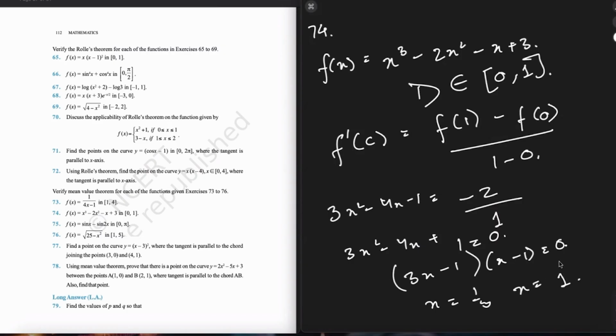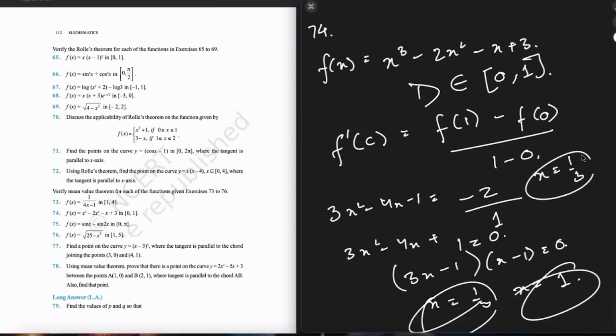ये 2 पॉइंट पे 0 हो रहा है, लेकिन डोमेन कहाँ से कहाँ है? 0 से 1. इसको नहीं इंक्लूड करेंगे. दिस विल बी योर आंसर. x इज इक्वल्स टू 1/3. वो पॉइंट है जहाँ पे मीन वैल्यू थ्योरम सेटिस्फाई हो रही है.